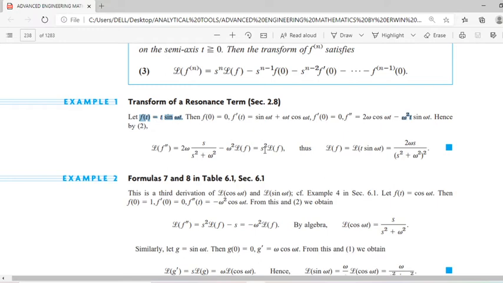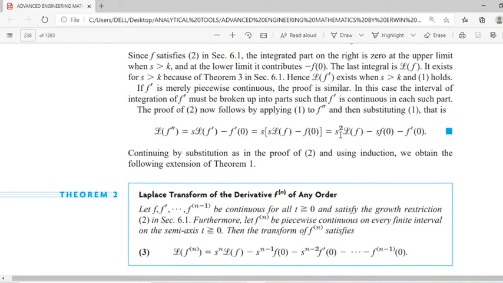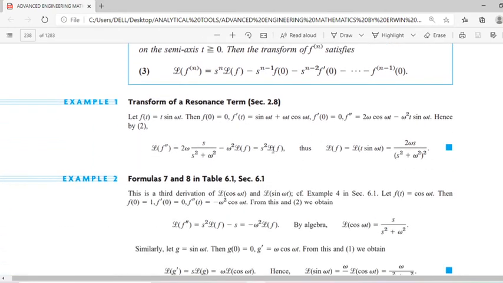s square into, we can take this function from this formula. What is the formula? Yeah, this one. S square into L of f minus s into f of 0. f of 0 is 0, f dash of 0 is 0. So the only term is s square into L of f. Okay. So that is s square into L of f.